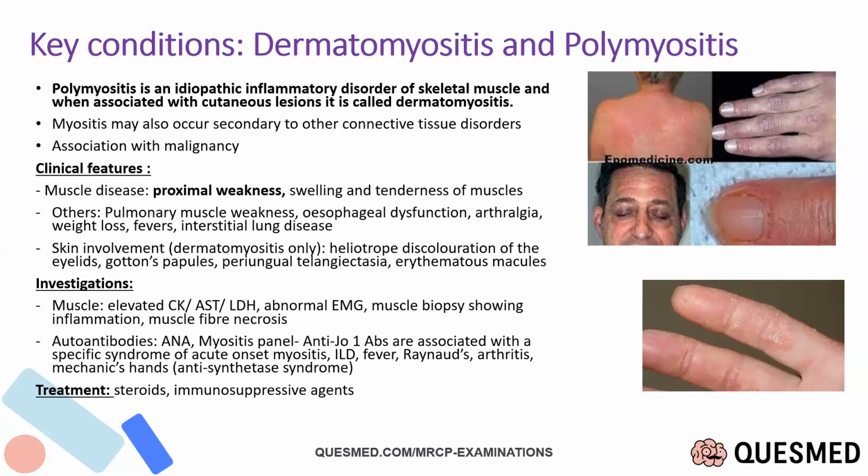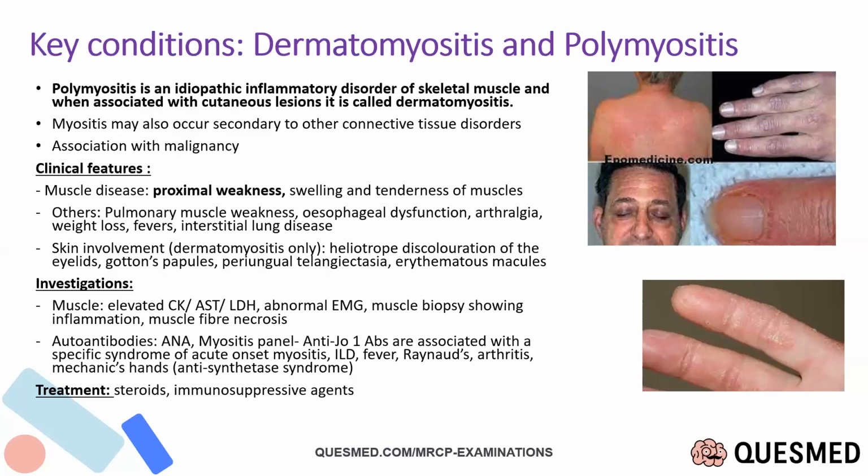And then autoantibodies, which are often associated. So you want to do a myositis panel, and included in that are things like anti-Jo antibodies, and they're specifically associated with something called anti-synthetase syndrome, which is a subset of polymyositis. You get mechanic's hands, which is this picture over here on the right. We get this very rough skin over the fingers, and Raynaud's, arthritis, ILD, fevers.